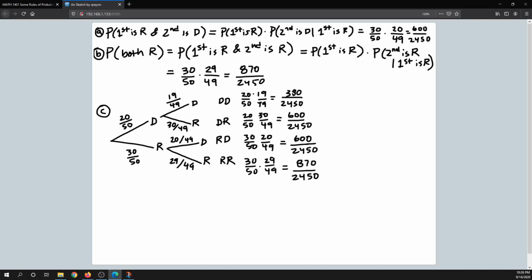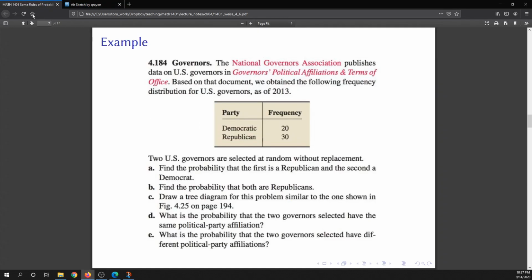All right. So that's how you would make the tree. Once you make that tree out, you can look at those probabilities that you have on there and figure out some probabilities of events pretty easily if you take the time to make the tree first. You don't have to, like we showed here in parts A and B, but now that we've made this tree, we'll use it for parts D and E. Okay, so that's part C.